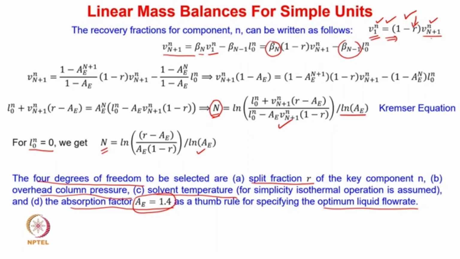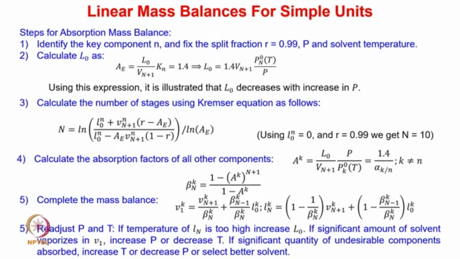So now let's look at the simplification of all the equations. What are the steps required for solving the absorption mass balance? The first step is to identify the key component N, and then specify the split fraction R. Typically the value used is 0.99, which means we want to extract 99% of the key component from the vapor by using the solvent. That is what it means. The next parameter we have to specify is pressure, and then the solvent temperature.